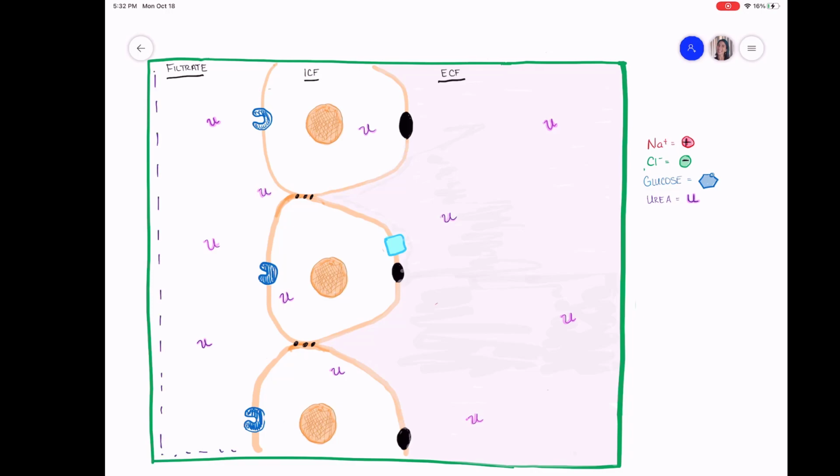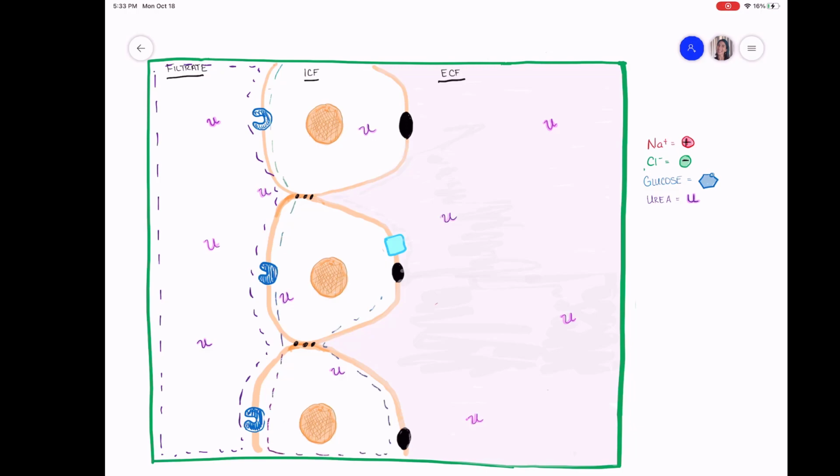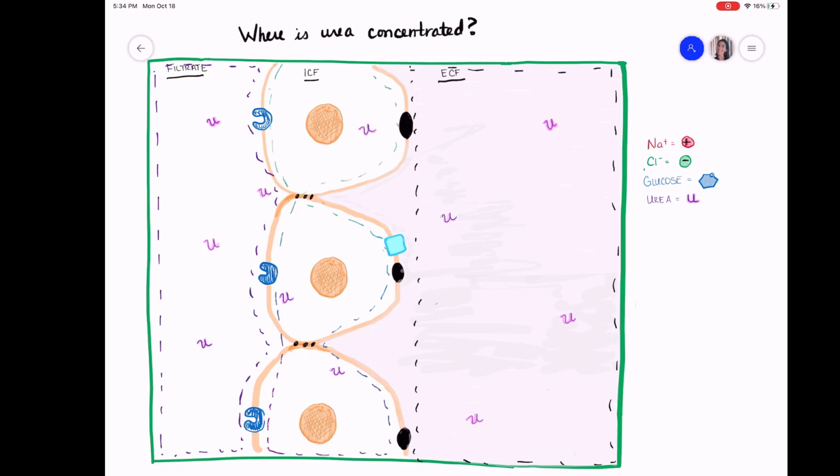But it will help if we outline the various compartments. So let's look at the volume of the filtrate, the ICF, and the ECF respectively. And when you take a look at that, you'll realize that urea is slightly more concentrated now in the filtrate, especially relative to the extracellular fluid. That is because 4 urea molecules are crammed into a smaller space in the filtrate.